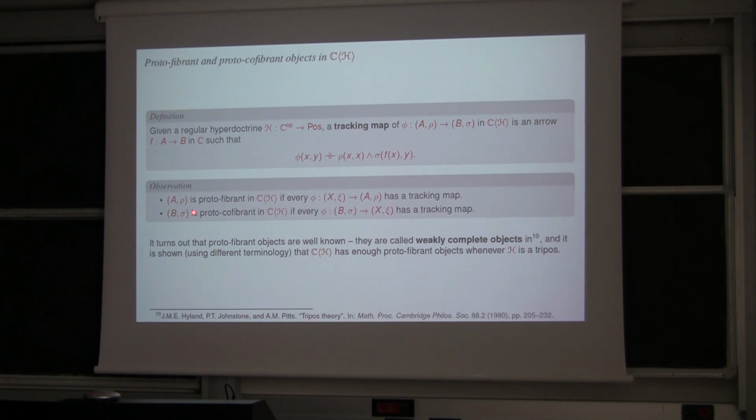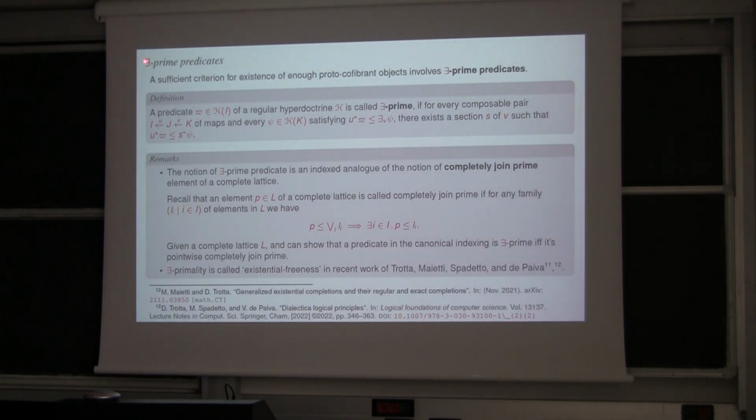So now, what about the dual condition, protocofibrancy? Well, this is related to what I call exists-prime predicates, which is also in recent papers by Maietti and others, where this condition is called existential freeness. That's a condition related to the notion of an element of a complete lattice being completely join prime. An element P of a complete lattice L is called completely join prime if whenever the element is under some arbitrary join, then it is already under one of the things constituting the join.